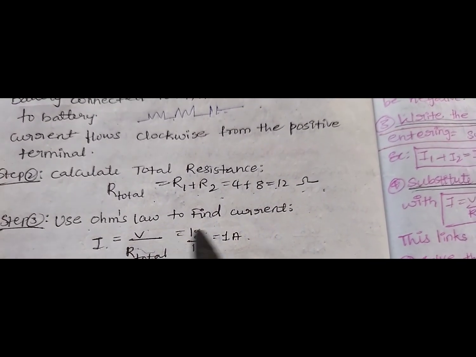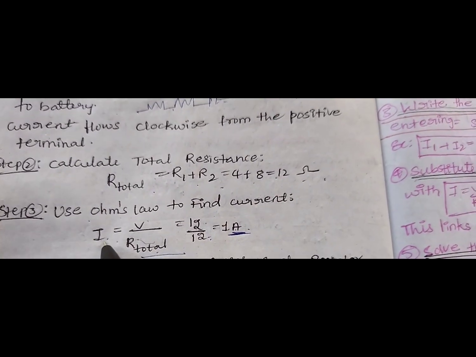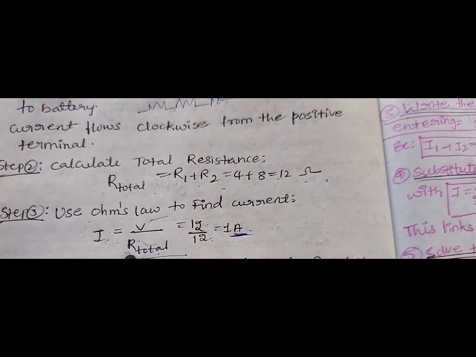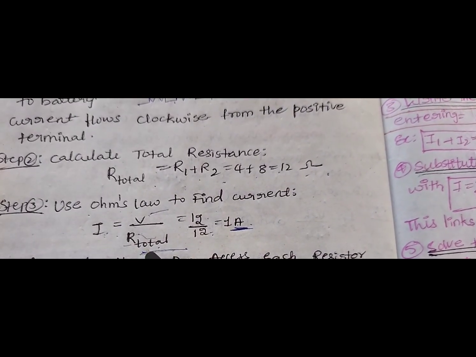Current is measured in amperes. These are the units. Current is represented with I, V is voltage, and R is resistance. Here we are discussing R total, so we represent it with R total.